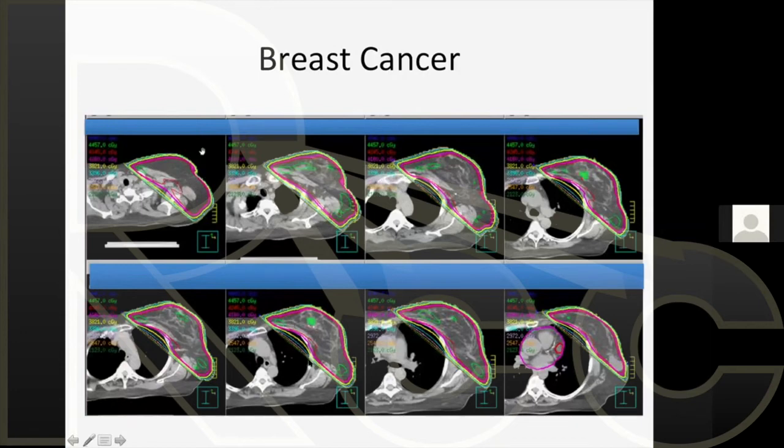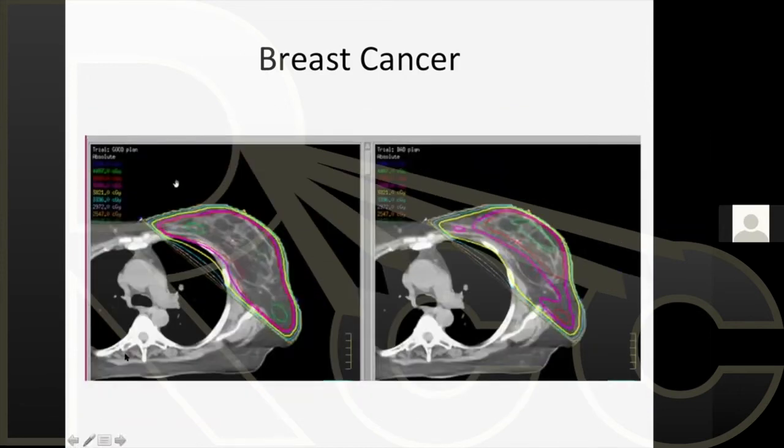And we can see, yes, we're closer to the heart, but we still don't have dose to the heart. And the amount of lung is actually pretty low. So this is a better plan, not because of the normal tissue, but because we're covering the area we want to cover. So this is just a comparison, right? Let's look at good and bad. Which one is good and bad?